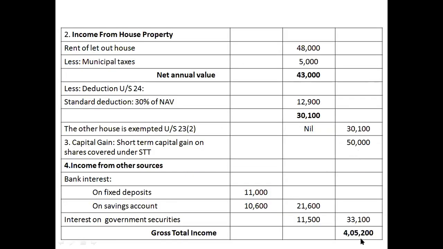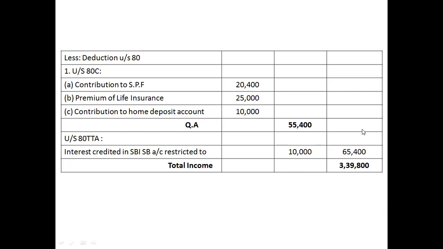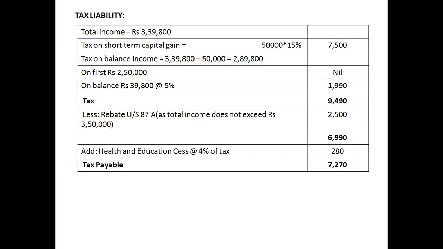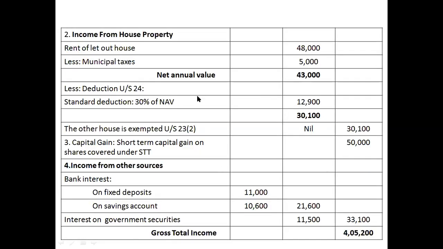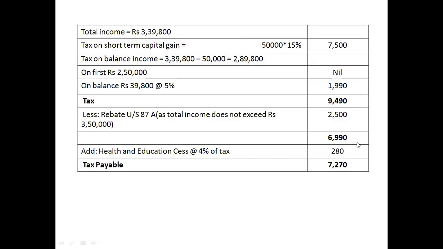Now from this, 4,05,200 minus 65,400, the total income will be 3,39,800. Once we have computed the total income, we have to calculate our tax liability. Your total income is 3,39,800. For this you have to calculate separately, as the percentage is different for short-term capital gain. You are not using the slab rate. Here the short-term capital gain is 50,000 rupees. So 50,000 into 15% is 7,500.